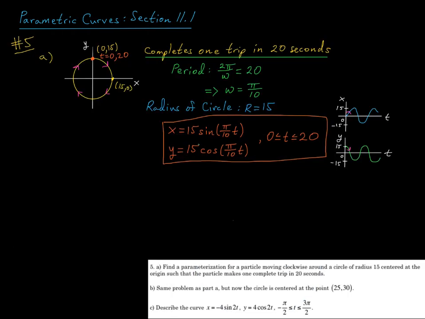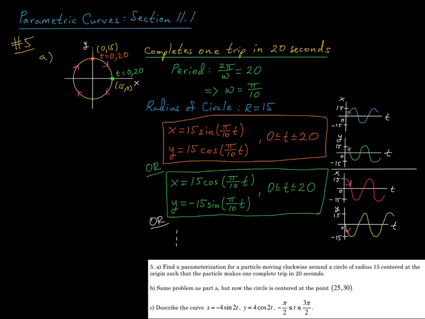Now one comment before we press on to part B. No initial position is stated in part A. So this is one possible parameterization, but there are others we could have given. For example, I could set x to 15 cosine of pi over 10 t. If I do that, then I need to set y to negative 15 times the sine of pi over 10 t, and t again runs through the interval from 0 to 20. When t is 0, now x is 15 and y is 0, so that's going to put us right here at the point (15, 0) when t is 0. And our value for omega is still pi over 10, so we're going to complete one trip in 20 seconds.